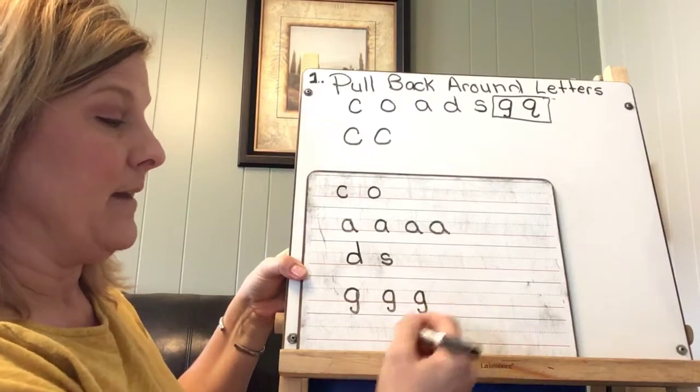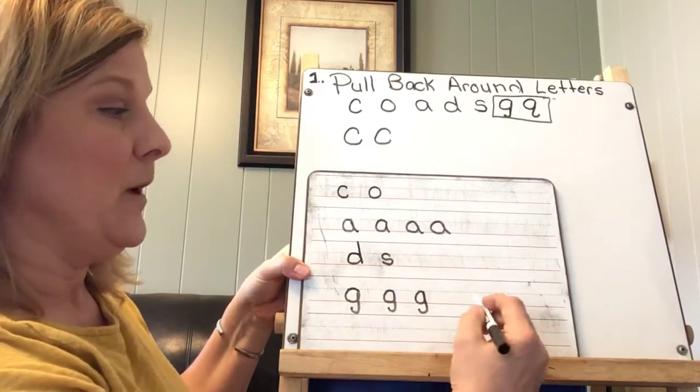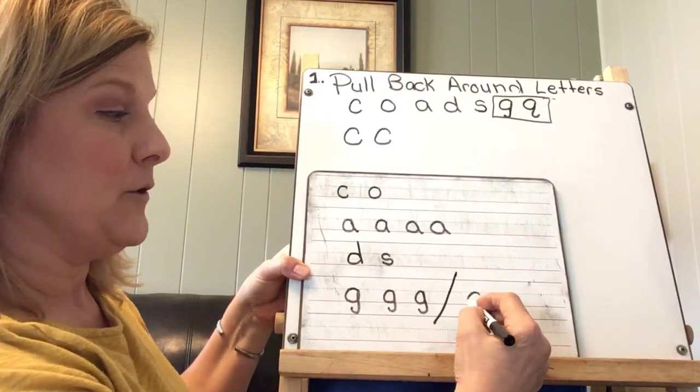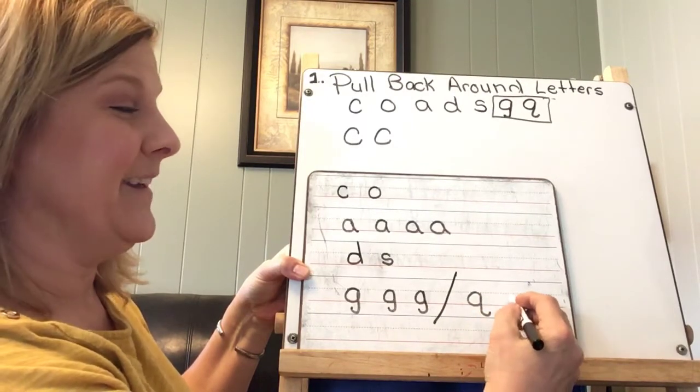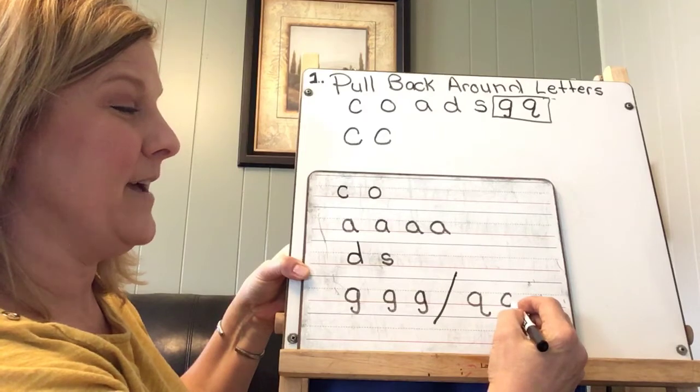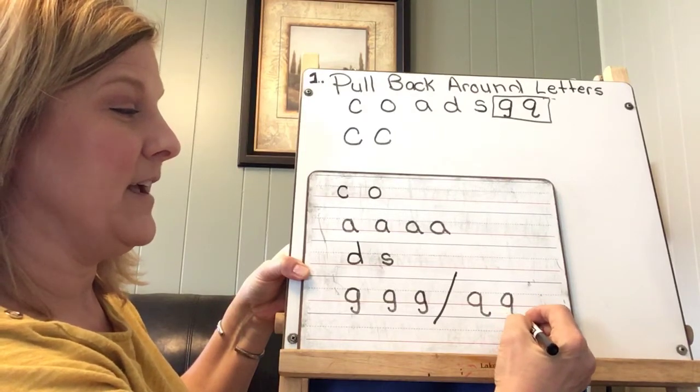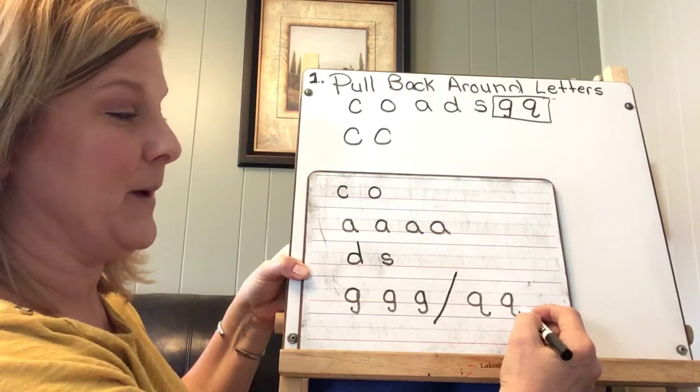After G is mastered, you can move on to the letter Q, where it's still pull back around, touch top, down, curl the other way. Kick out, pull back around, reach top, pull under the line, and kick out or curl the other way.